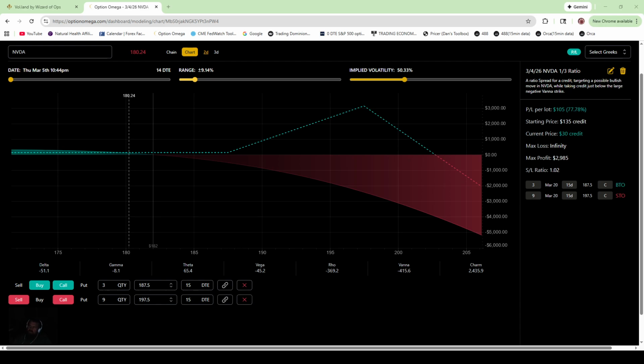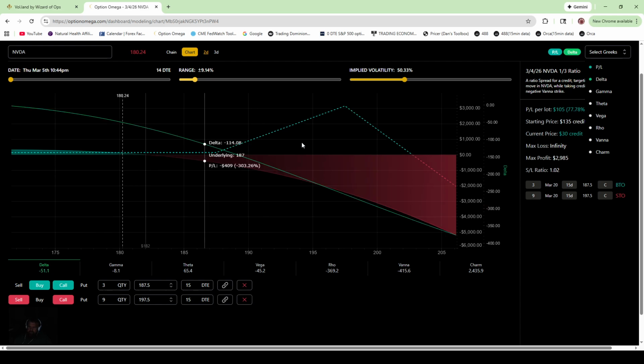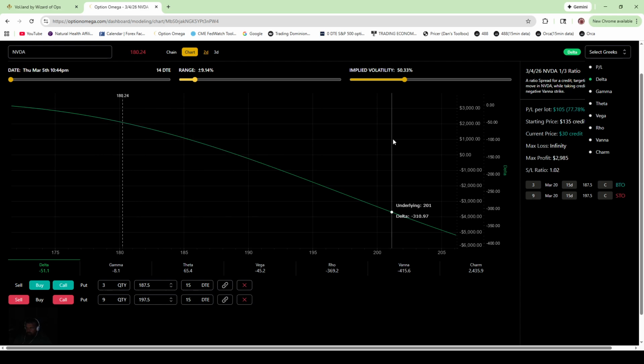So let's take a look at the delta line here. And let's get rid of the P&L. Okay. So right now, as we can see where we are, or where it closed at today, 180.24, we can see that the deltas are negative 52 deltas, and they're going to get more and more negative as we go up.